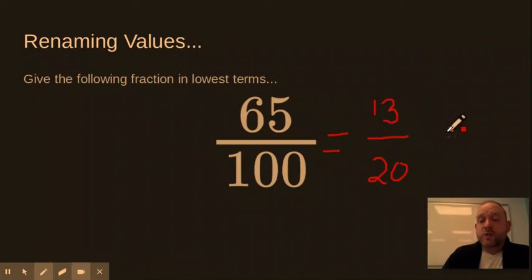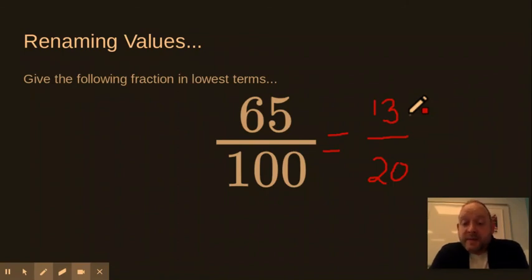I get 13 20ths. Now, 13 is what we call a prime number. That means the only factors of 13 are 1 and itself. That means I can't simplify this any further, even though there are multiple factors of 20, because I can't divide them then by the same thing. This is going to be my simplest form of the fraction.